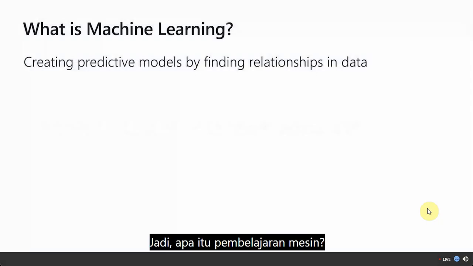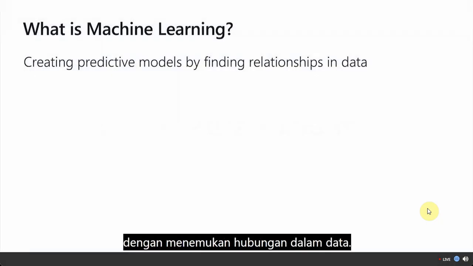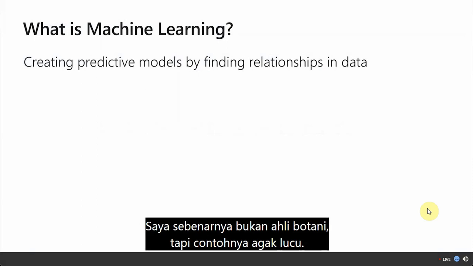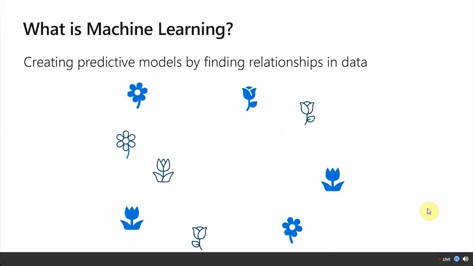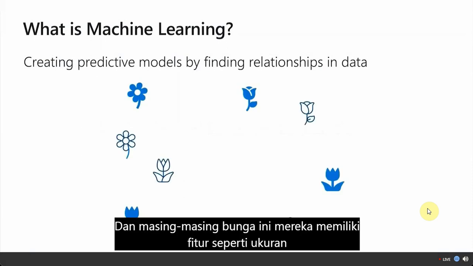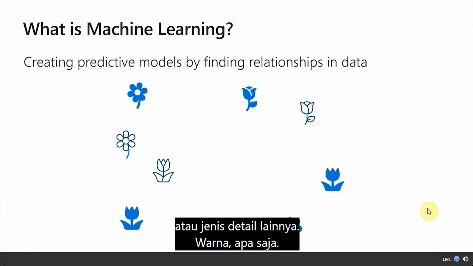So, what is machine learning? Machine learning is creating predictive models by finding relationships in data. Now, suppose I'm a botanist. I'm actually not a botanist, but the example is kind of funny. Suppose I'm a botanist and I just collect flowers. And each of these flowers, they have features such as the measurement of petals, or stem, or any other kind of details, color, you name it.